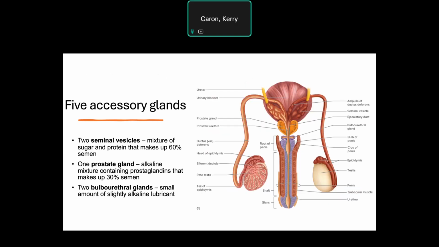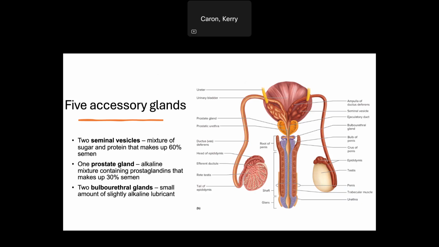Okay, so you have these accessory glands. You have two seminal vesicles. They secrete a mixture of sugar and protein that makes up 60% of semen. So semen is not just sperm, it's got a fluid to it. And 60% of that semen is sugar and protein. And then the prostate gland is right here, kind of below the bladder. That makes an alkaline or basic mixture that contains prostaglandins that makes up the other 30% of the semen. So it kind of buffers any acid, it's alkaline, okay?